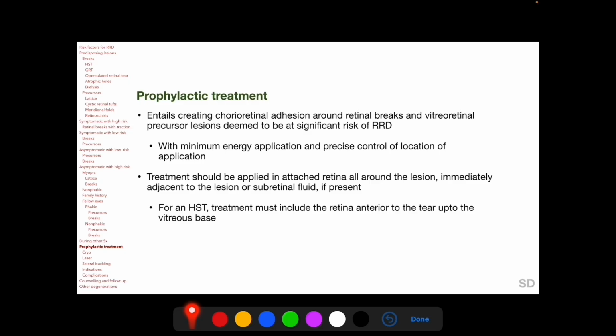Prophylactic treatment entails creating chorioretinal adhesion around retinal breaks and vitreoretinal precursor lesions deemed to be at significant risk of progression to RRD, with minimum energy application and precise control of location of application. Treatment should be applied in attached retina all around the lesion, immediately adjacent to it, or its associated subretinal fluid if present. For an HST, treatment must include the retina anterior to the tear up to the vitreous base, and this is very important to remember.